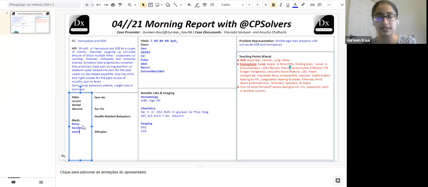For social history, he's not traveled outside of the country. He was incarcerated a year ago for a few weeks. Since then, he's been working as an aide for blind individuals. He's sexually active with 2 sexual partners in the last year, no history of sexually transmitted infections.